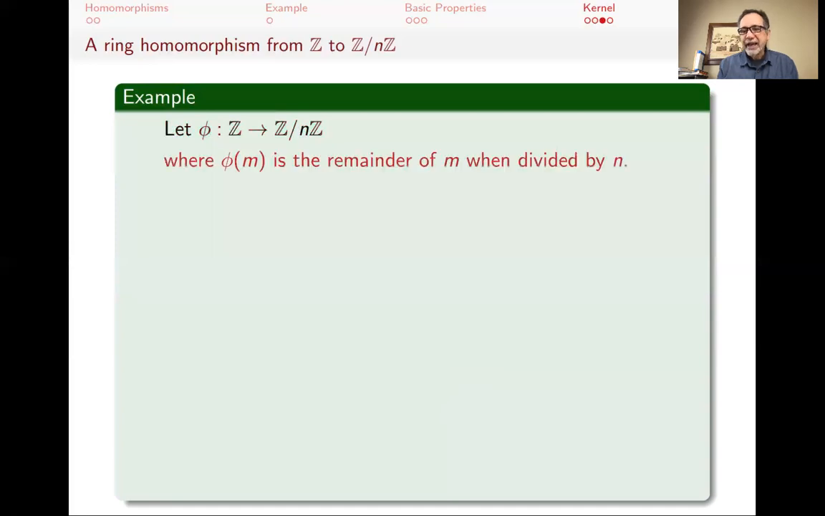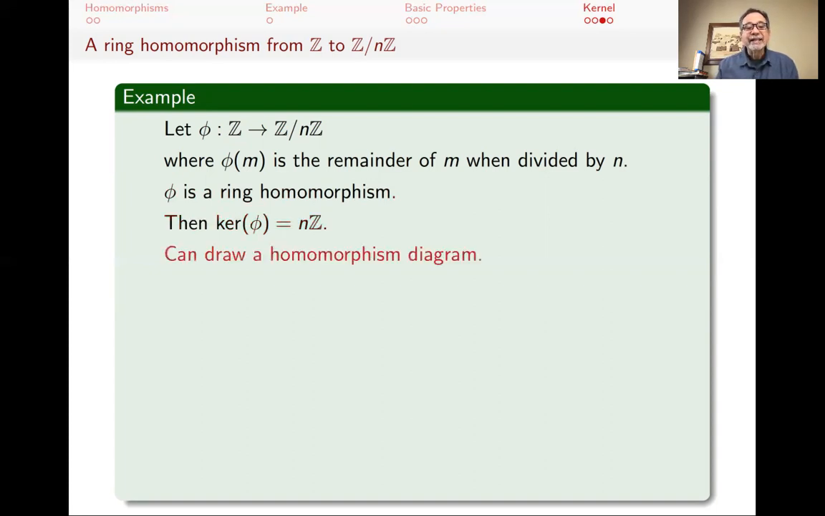Okay. So here's an example. I want to just show you the example. This is the example we saw before. We have the map from the integers to the integers mod n, and the map is you take an integer and you find its remainder when divided by n, and that's a ring homomorphism. And so what's the kernel? Well, the kernel is all the things that go to zero. Which things have remainder zero when you divide them by n? Well, they are multiples of n, and that's a subring of the integers.